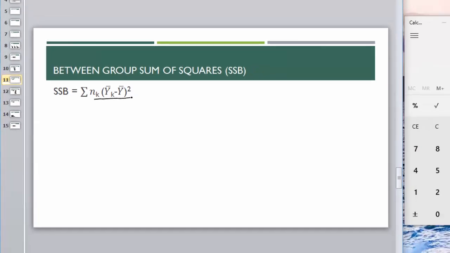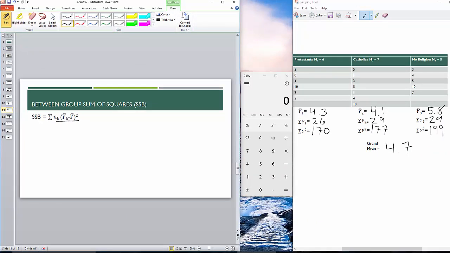So I have my data over to the right of me here, and I'm going to refer back and forth to it as we fill in the information. The n for the first group is 6, so we're going to start there. And the y bar for the first group is 4.3. We're going to subtract the grand mean of 4.7 and square the result of that.